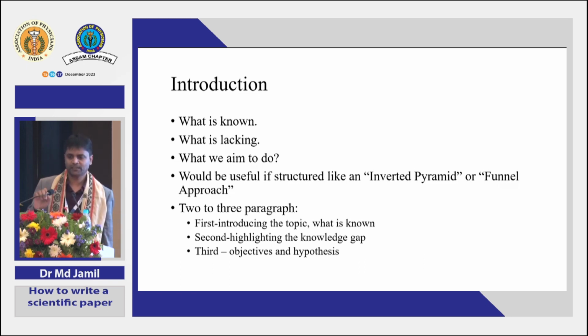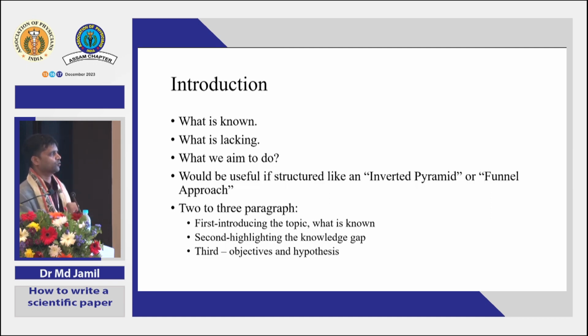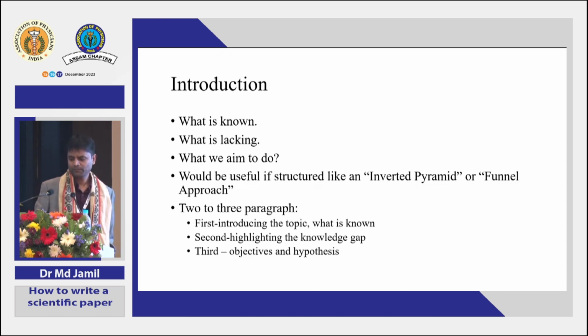So while writing the introduction, we must see what is known, what is lacking, and what our aim is, how to fill this knowledge gap. So we start with the inverted pyramid. Start with the big things, then narrow down and try to find a research question, research hypothesis. There are 2 or 3 paragraphs in the introduction. The first is the introduction of the topic, what is known. In the second paragraph, we usually highlight the knowledge gap. And in the third paragraph, we state the objective and write the hypothesis of the topic.